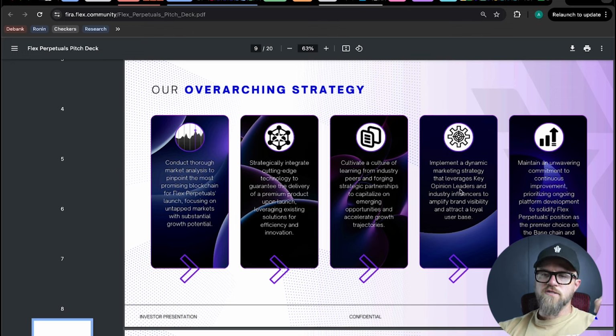Implement a dynamic marketing strategy. That's also part of what we're doing today here. We're marketing, guys. If you sign up and get into the seed round, you actually have the opportunity to have a referral code, and a portion of some of those tokens will actually come to you as a part of the process of marketing this seed round.